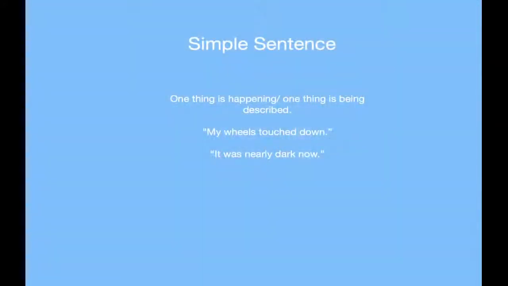The simple sentence. So these are my definitions, but they're good enough. So the simple sentence, think about it, and it might be worth you taking a pen and writing these down. Simple sentences are one thing happening or one thing being described. And here are some of Roald Dahl's examples here. My wheels touched down, or, it was nearly dark now. The simple sentences are the most powerful sentence in my opinion.